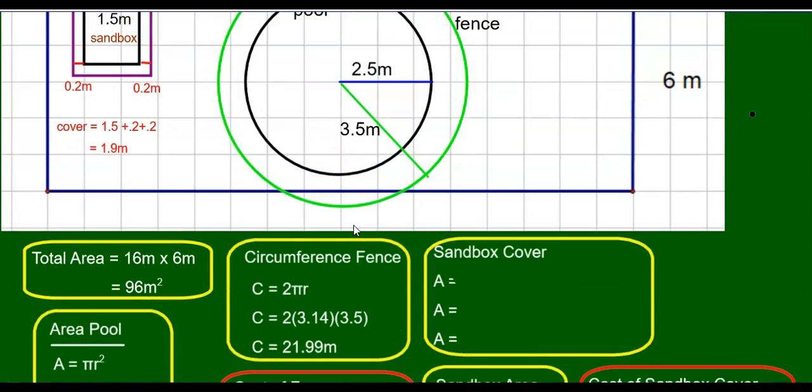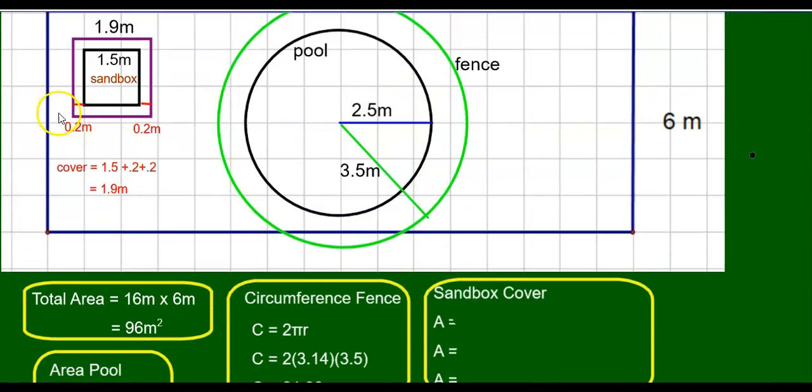So let's just go back for a second. I just added the 0.2 meters on each side, the 20 centimeters, and this is how you get 1.9. So it's 1.5 plus 0.2 and 0.2. Remember that 0.2 meters is 20 centimeters, okay? So that's 1.9.